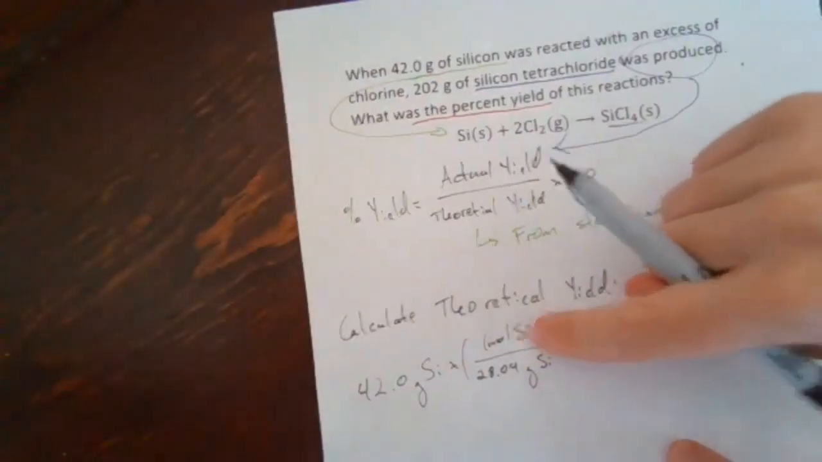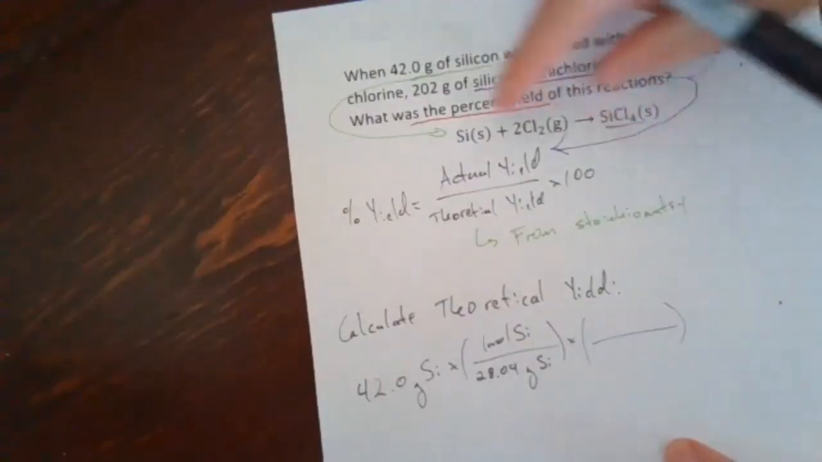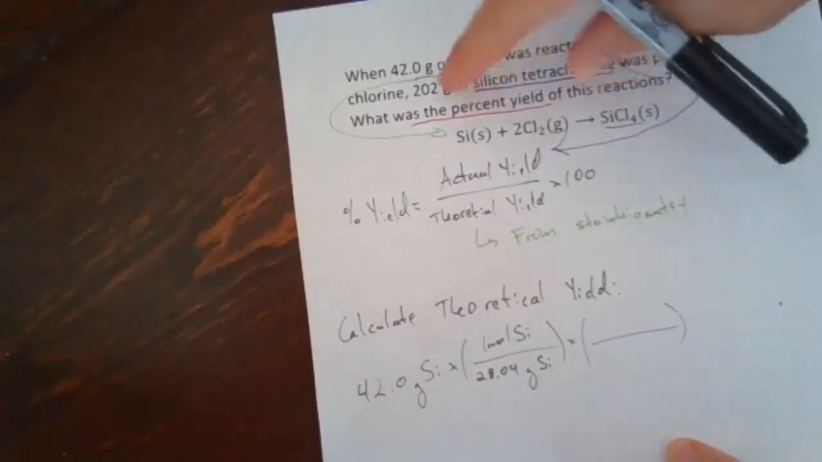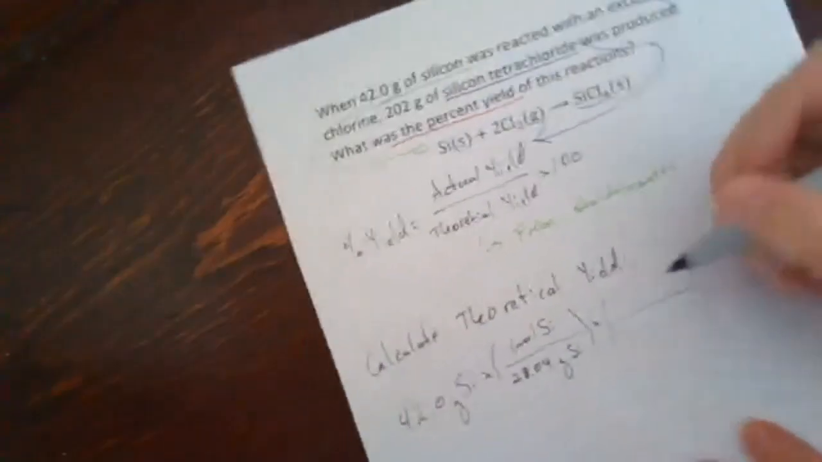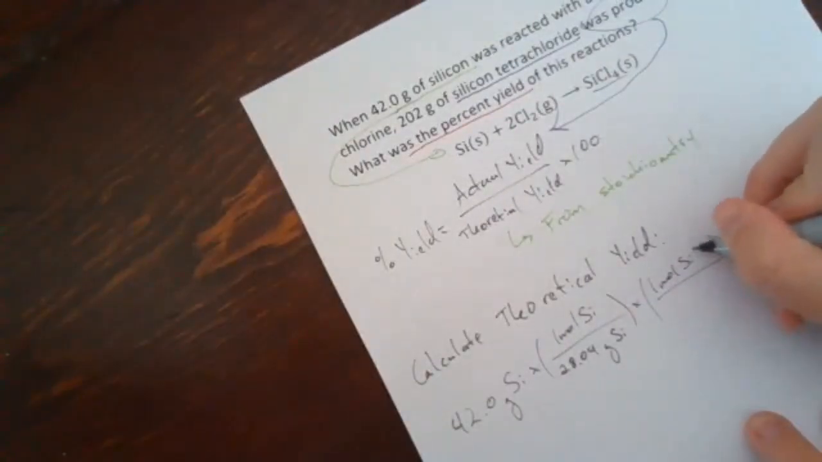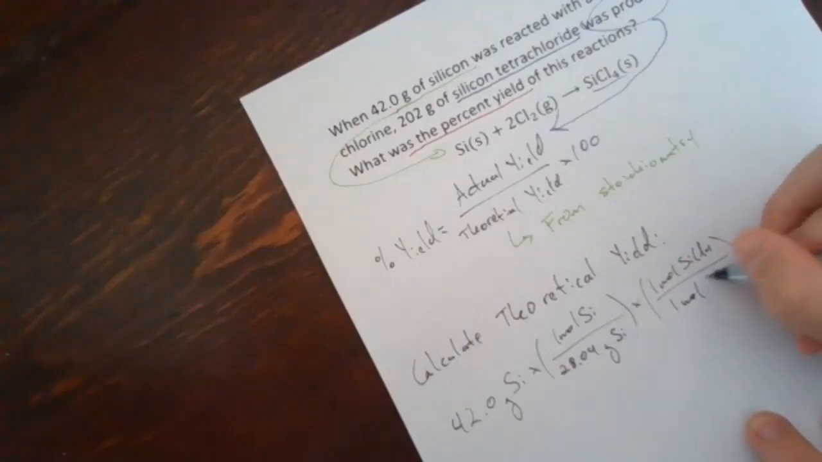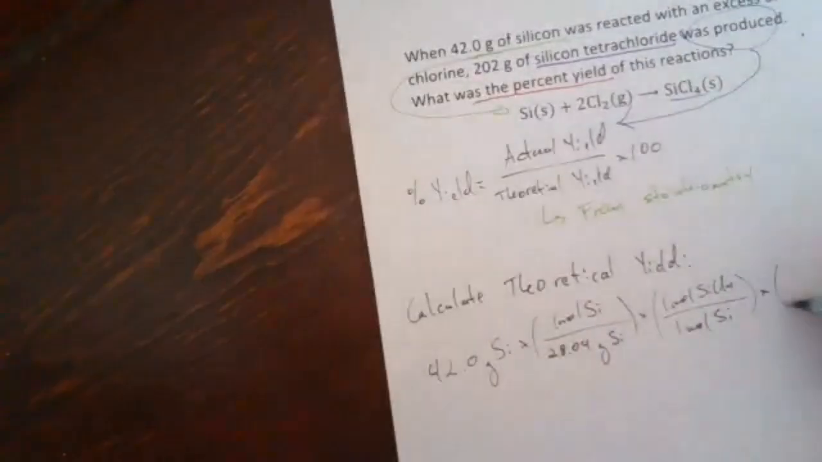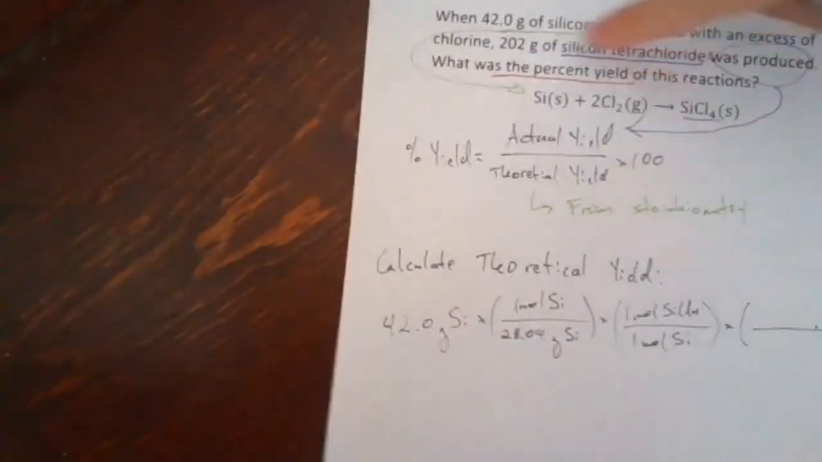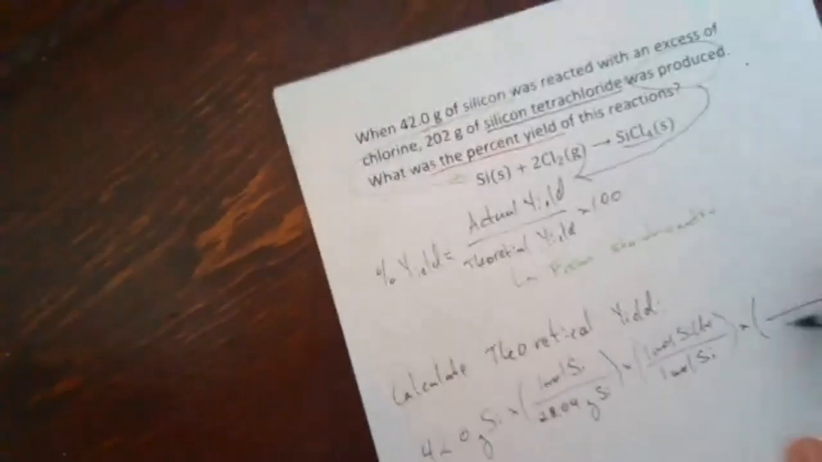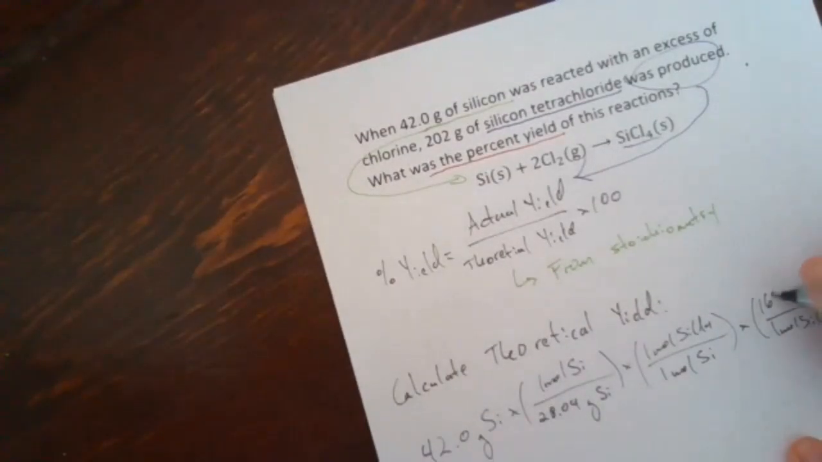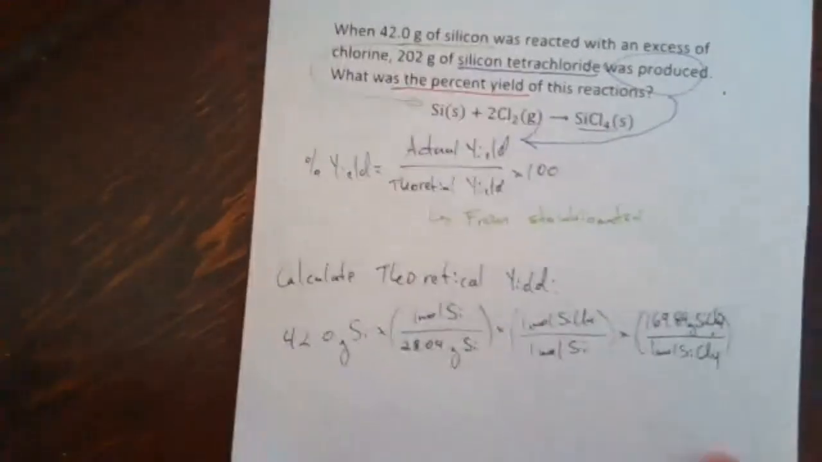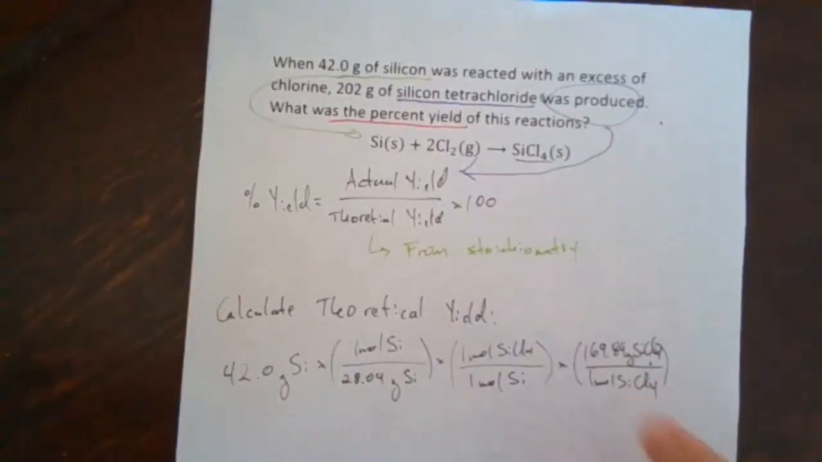Now I want to go from moles of silicon to moles of silicon tetrachloride, so I'm going to use my reaction coefficients. This is a balanced chemical equation, and I can see it's just 1-to-1: 1 mole SiCl4, 1 mole Si. And then finally, to get it into mass, because I want to match grams of silicon tetrachloride, 1 mole of SiCl4 is 169.89 grams SiCl4. That's the molar mass of silicon tetrachloride.